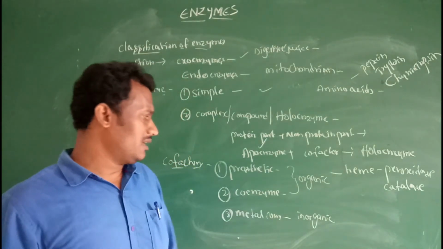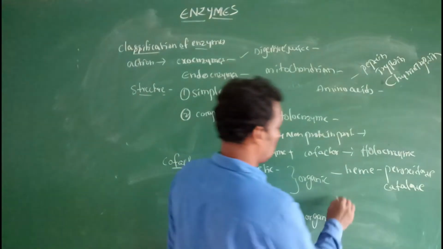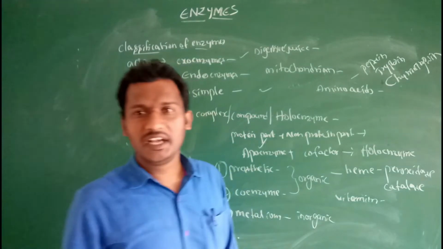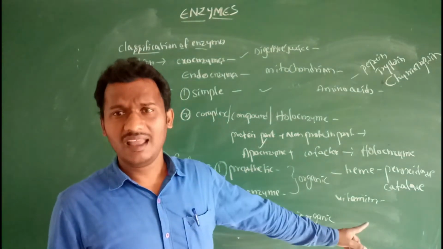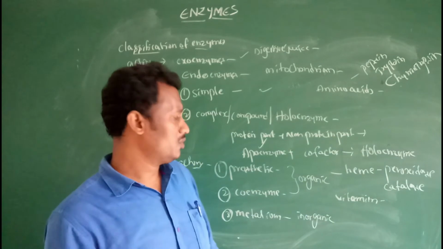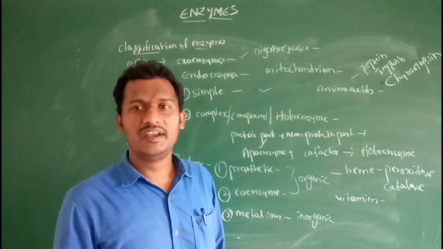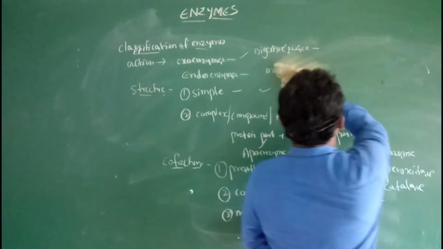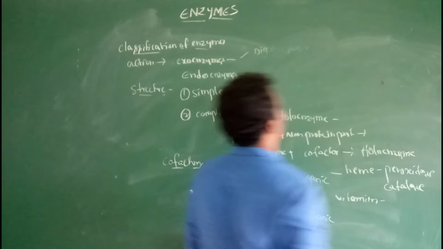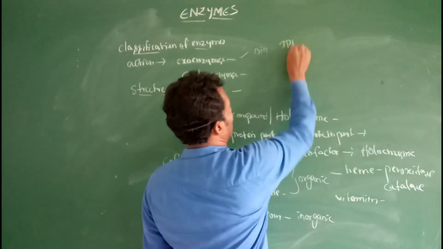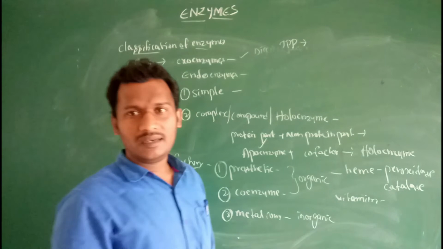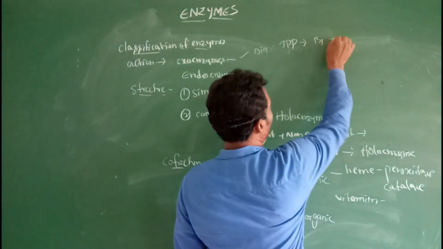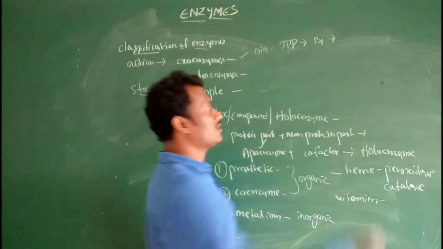Coenzymes are generally vitamins. Mostly all coenzymes are derivatives of B vitamins. Examples are TPP, thiamine pyrophosphate, vitamin B1. Its function is generally decarboxylation.